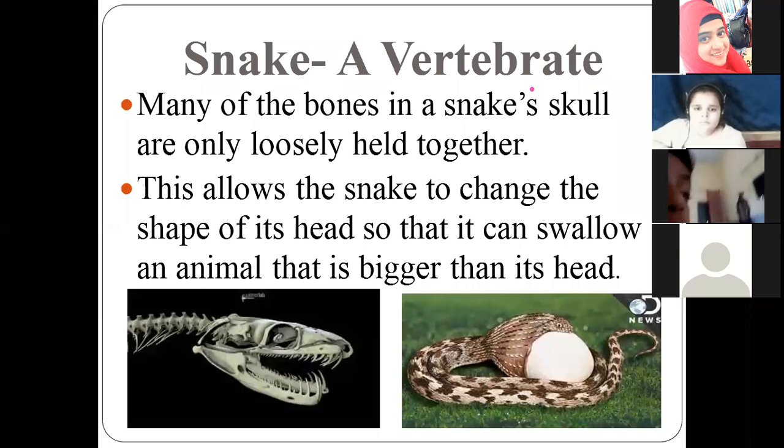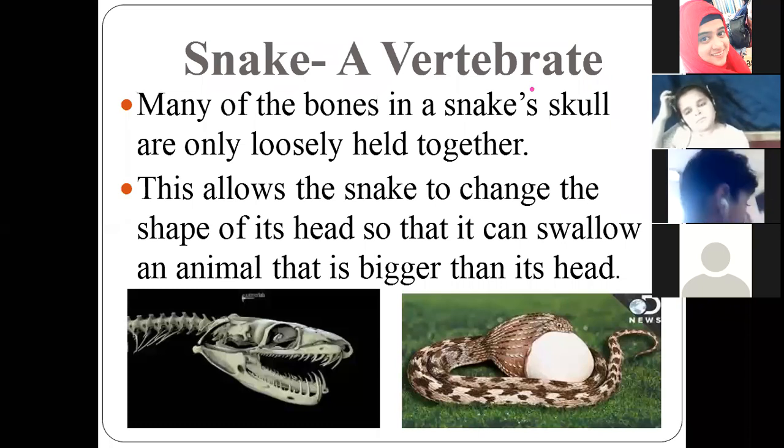This allows the snake to change the shape of its head. This is why it can so easily change the shape of its whole head, so that it can swallow an animal that is bigger than its head. In this way it can eat an animal bigger than itself.